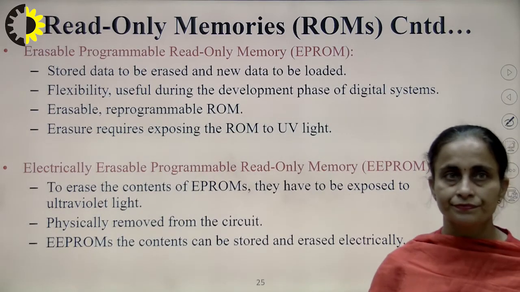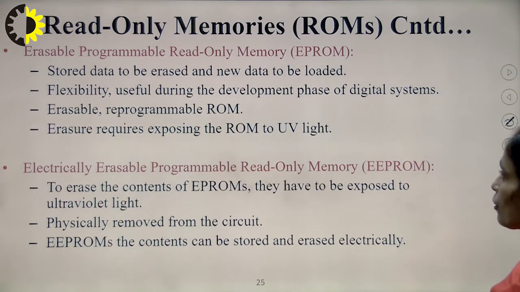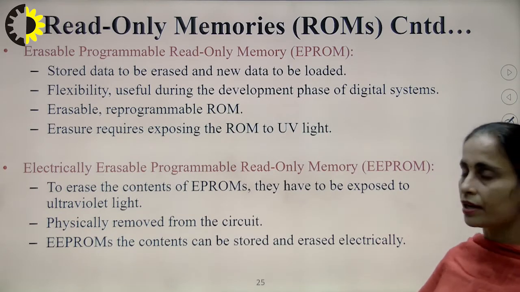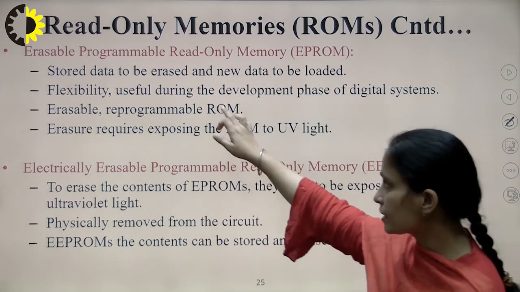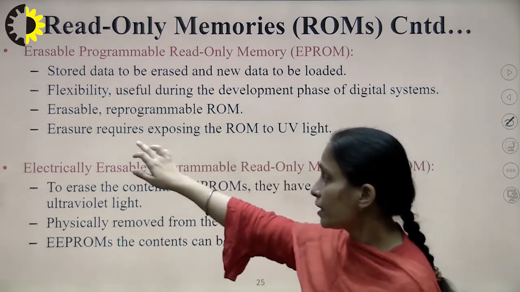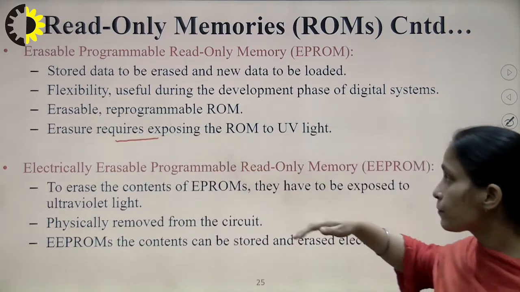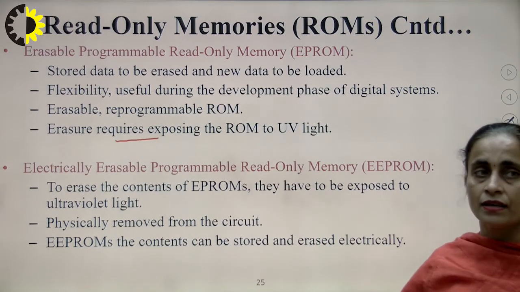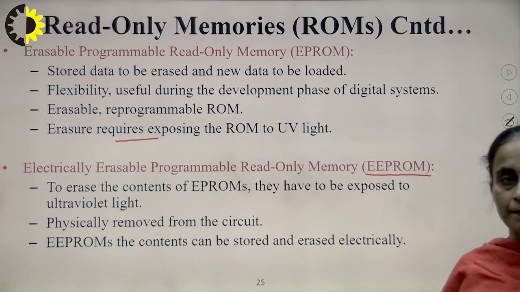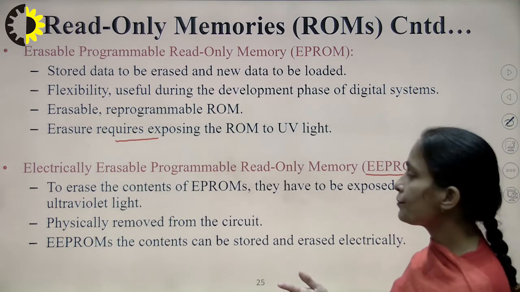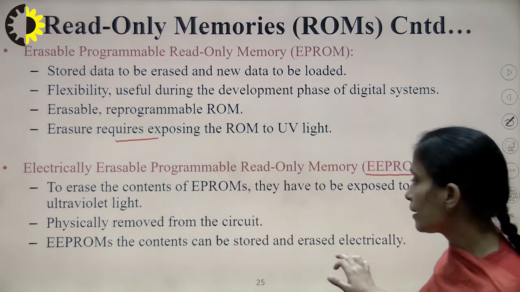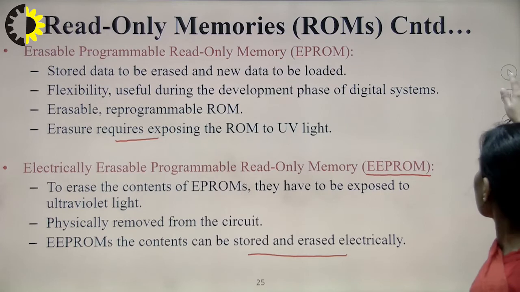Starting from EPROM, that is where the stored data has to be erased or new data is to be loaded. It is a very flexible, erasable, reprogrammable ROM I can say, and the erase operation requires exposing the ROM to UV light. Then next is EEPROM, where, unlike EPROM, you do not have to expose it to UV light and physically remove it from the circuit; the contents can be stored and erased electrically in this case.